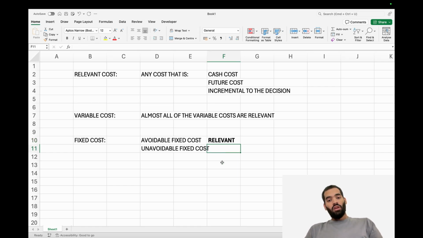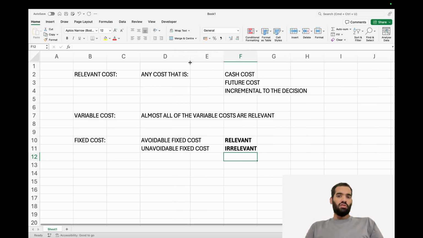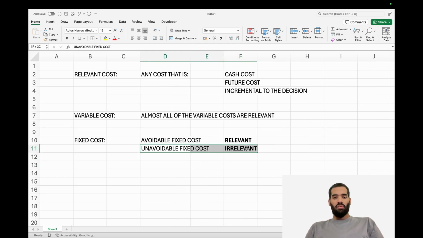However, unavoidable fixed costs are irrelevant, meaning ignore them in any decision. Don't consider them at all. It doesn't matter if it's $1,000 or $1,000,000. Ignore the unavoidable fixed costs, because it doesn't matter if you make this decision or that decision, you'll have to pay that money anyway. So why care about that? You want to make the best decision for things you can control.